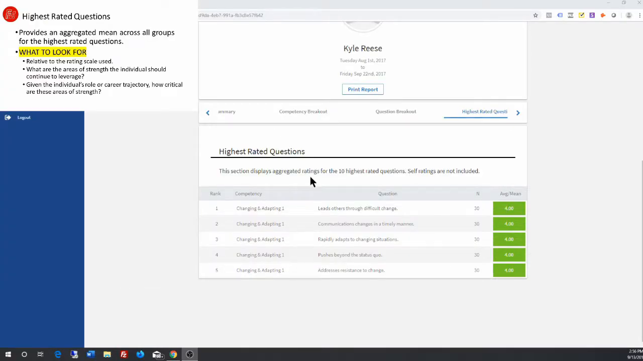And here's what that section looks like. You may have more or less questions. You may have 5, you may have 2, you may have 1 question. It depends on how your 360 team decided to set up the highest rated questions portion. It'll give you the rank order, in this case, of the top 5 highest rated questions, the competency section that they belong to, the specific question, the sample size, or the number of people that actually answered the question, and then, of course, the average or the mean.